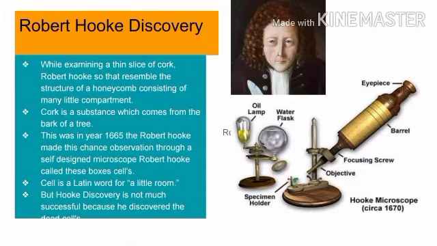Robert Hooke's discovery. While examining a thin slice of cork, Robert Hooke saw that it resembled the structure of a honeycomb consisting of many little compartments. Cork is a substance which comes from the bark of a tree. This was in the year 1665, when Robert Hooke made his chance observation through a self-designed microscope. Hooke called these boxes cells. Cell is a Latin word for a little room. But Hooke's discovery was not very successful because he discovered dead cells. Here is the image depicting Robert Hooke and the microscope made by him.